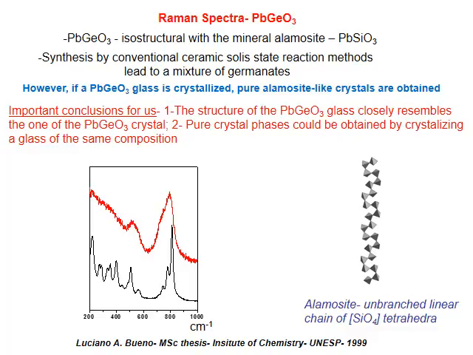What was the obvious conclusion? Two main conclusions, in fact. One, the unknown structure of the glass should closely resemble the structure of the crystal. And two, pure crystalline phases, otherwise difficult to be obtained, could be easily obtained in minutes by crystallizing a glass of the same composition. We can therefore describe the general picture we obtain from vibrational spectra.